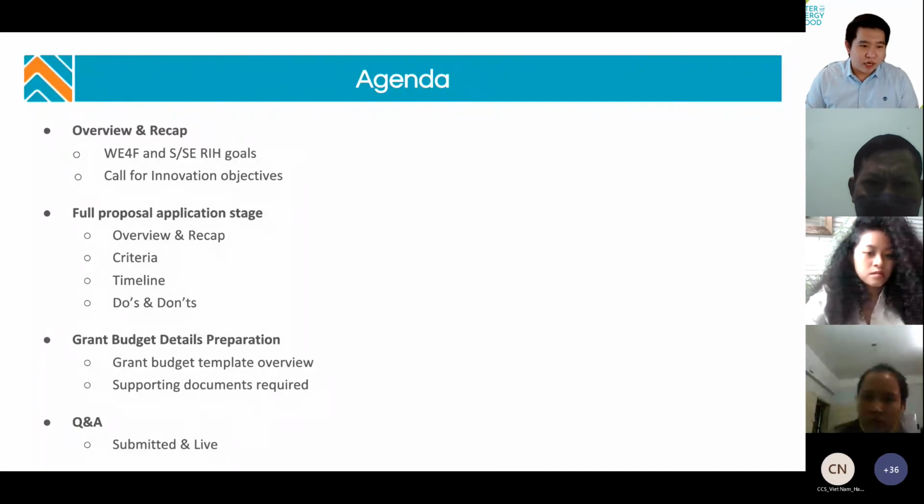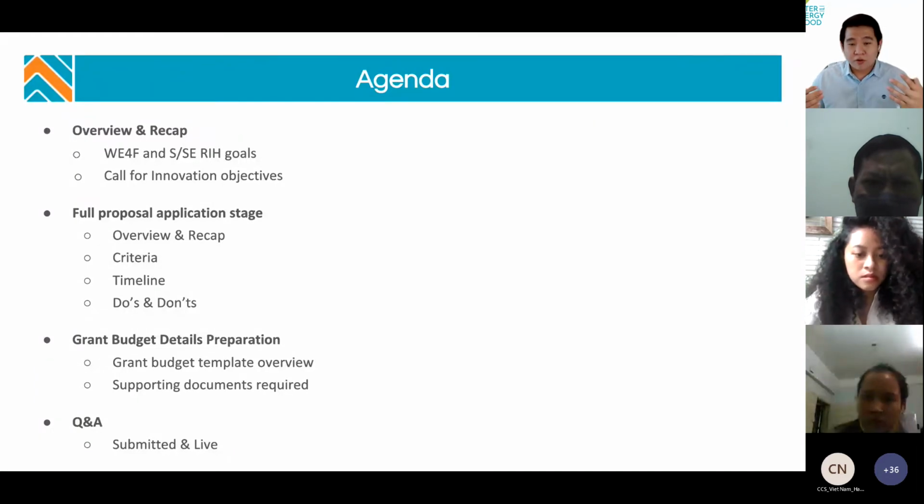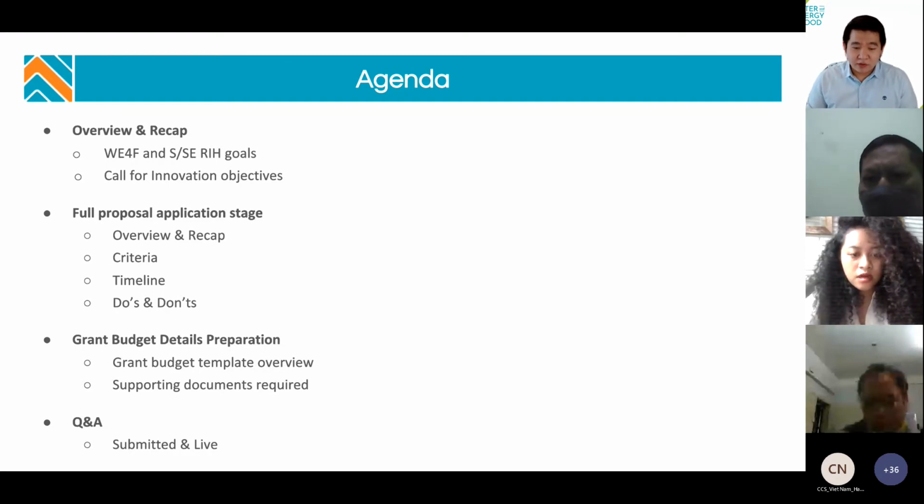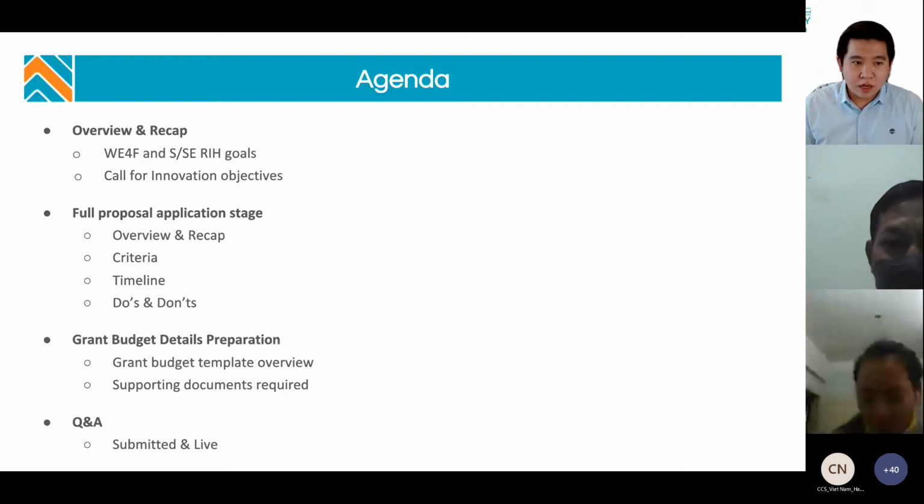So let's go through the agenda. We will start with an overview and recap, then the full proposal stage and grant detail preparation, and at the end we're going to do the Q&A. Then we can start by talking about the We4F South and Southeast Asia Hub overview.